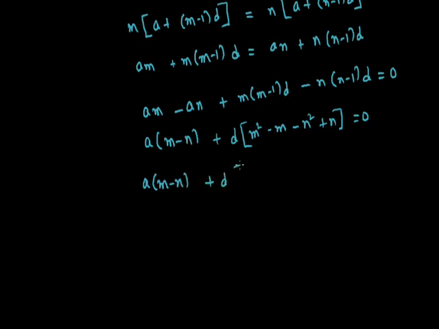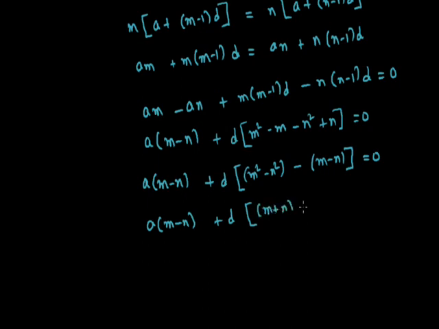So a plus d, we can also write like this, m square minus n square, and minus is common, so we can also write m minus n. This is equal to 0. So a(m minus n) plus d. Now m square minus n square is m plus n multiplied by m minus n. (m plus n)(m minus n) minus (m minus n) equal to 0.